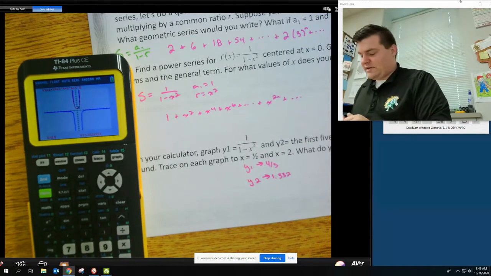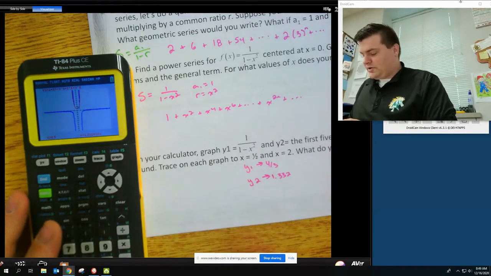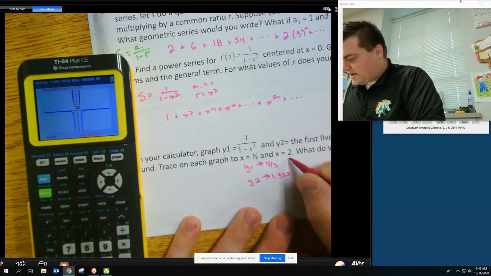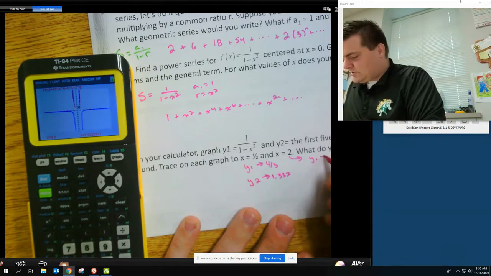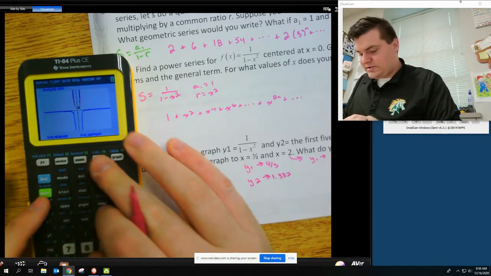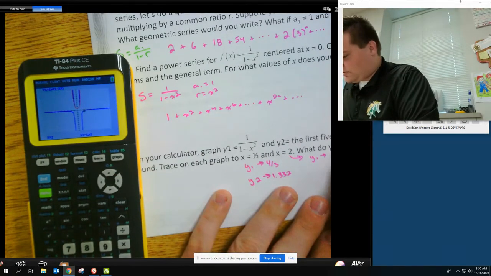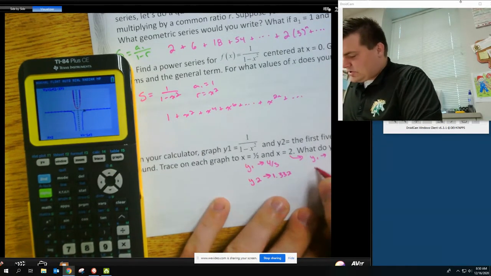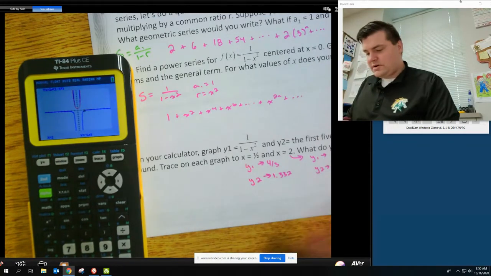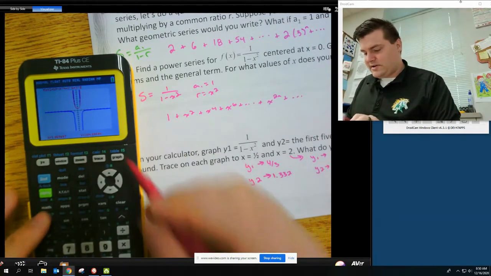All right. So those are super close and super accurate. If I do it at x equals 2, so hit trace 2 for blue, I'm going to get negative 1/3. And I'm going to do the same thing for red here. So hit trace, go up to get to red 2.